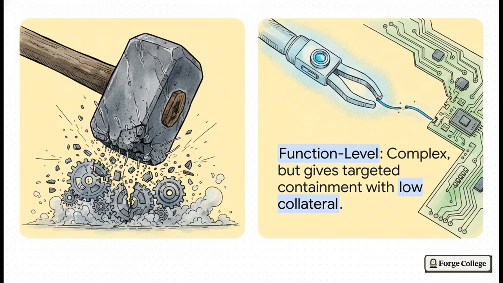Function-level pauses, on the other hand, are like surgical circuit breakers. They provide targeted containment, so you isolate the exact threat and keep the rest of the system securely online. Way less collateral damage, for sure, but they are definitely more complex to architect, build, and test.